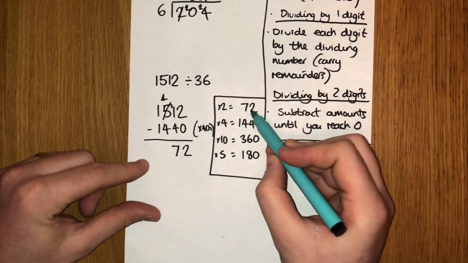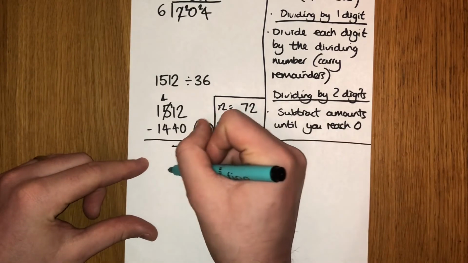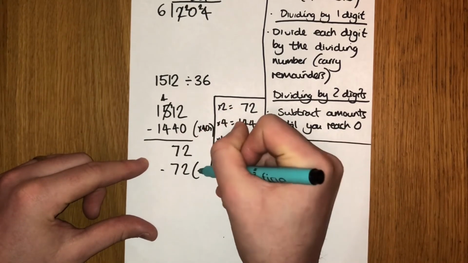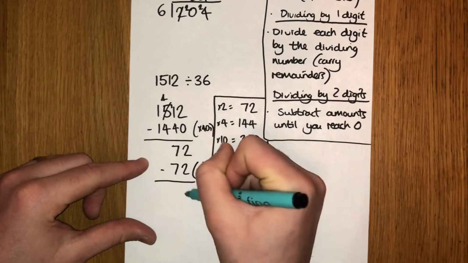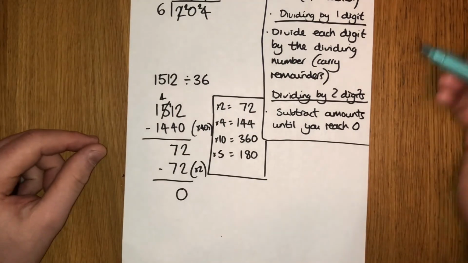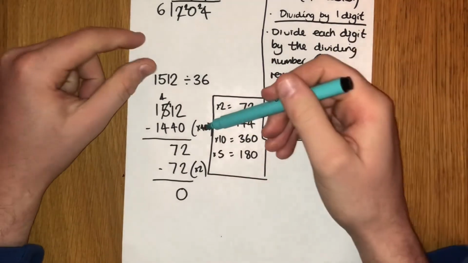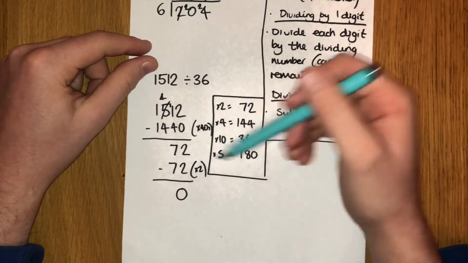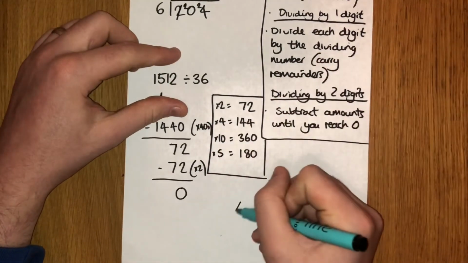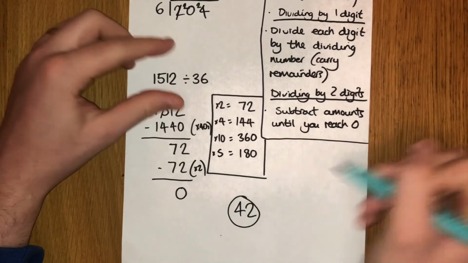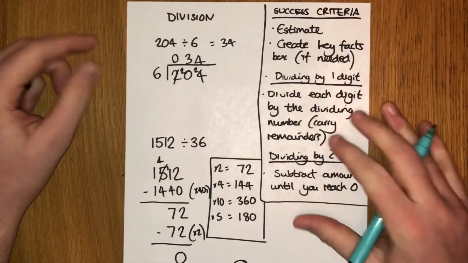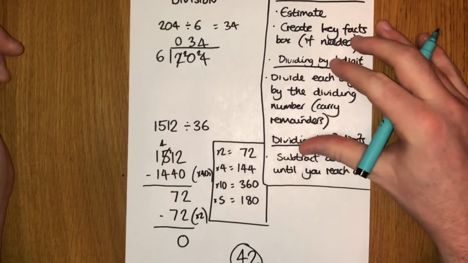So I'm left with 72, and you can see, oh, 2 lots is 72. Take away 2 lots, and I get to 0, which is what I'm aiming for. And then I see how many lots have I taken away? Well, I've taken away 42 lots. So my answer is 42. I know I've gone quick, but please go back and pause bits as you need to.